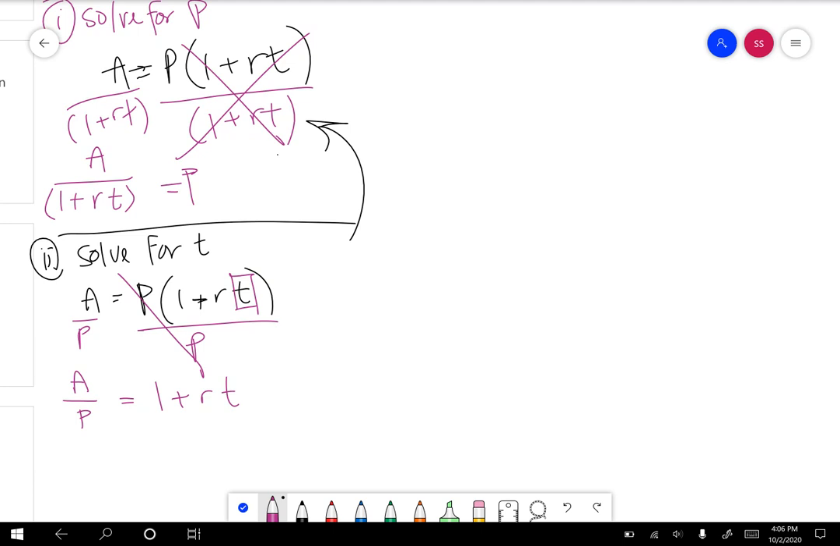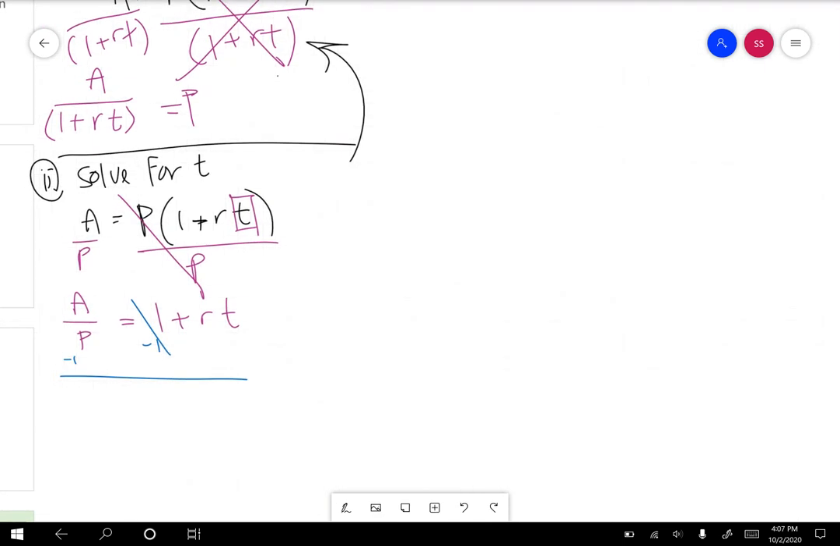So just like solving any other equation, we're going to get rid of that addition first before the multiplication part. So we have a positive 1 right now. To get rid of it, we would subtract 1 from both sides. So over here, that cancels out. We're left with R times T on this side.